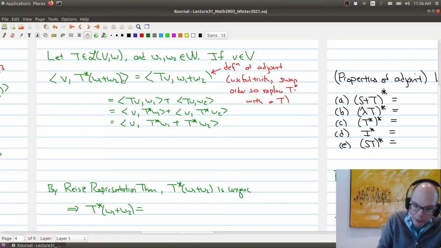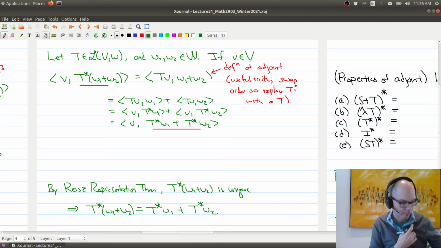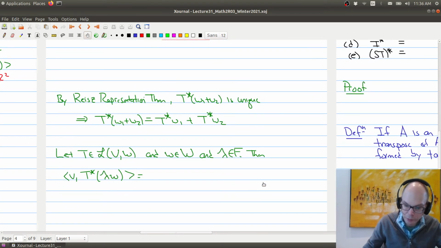This is the unique element that allows us to go from one side to the other side. But we also have the inner product of V with T star W1 plus T star W2 equal to the same thing. That means that this term and this term actually have to be the same element because it's unique. So we have that the adjoint of T evaluated at W1 plus W2 is the same thing as the adjoint evaluated at W1 plus the adjoint evaluated at W2. That's how we use the Riesz representation theorem. And the proof for the scalar multiplication is the same.